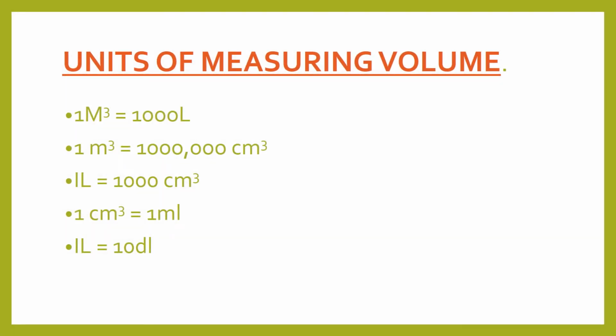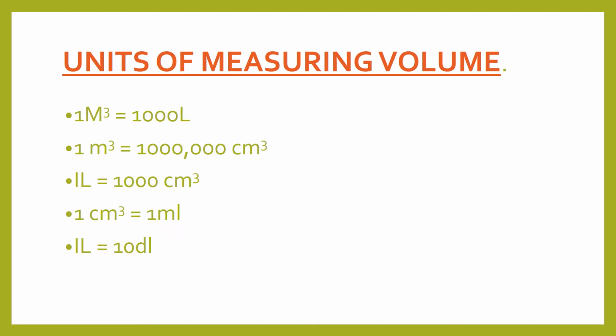As we continue with the lesson, just know that there are different units of measuring volume. The first one, or the largest, being meters cubed. So 1 meters cube, according to our level, is equivalent to 1000 liters. And 1 meters cube is also equal to 1 million centimeters cube. So always take that one into your mind.